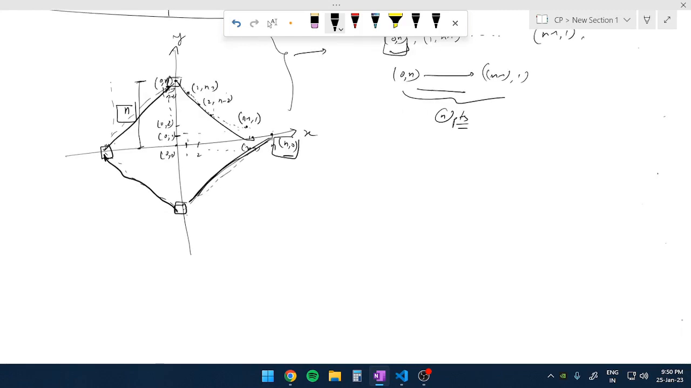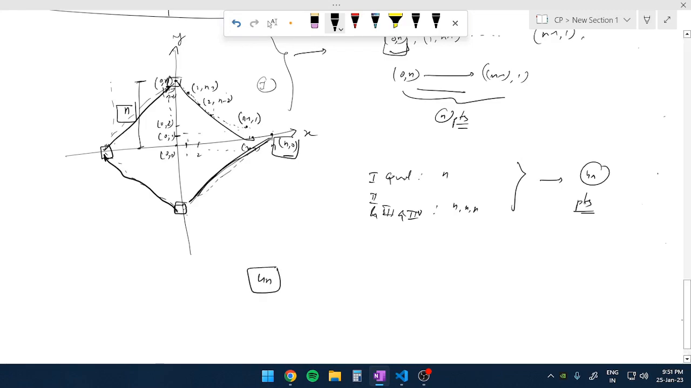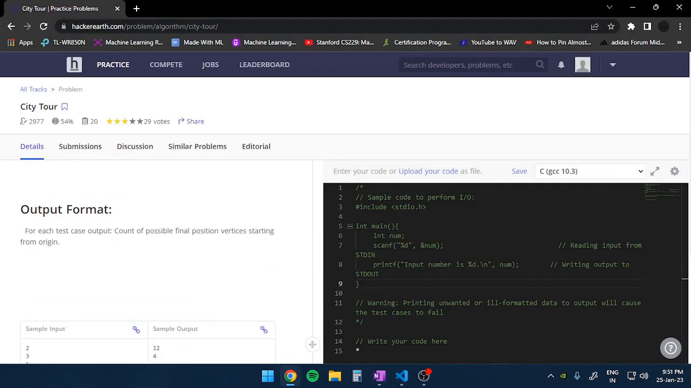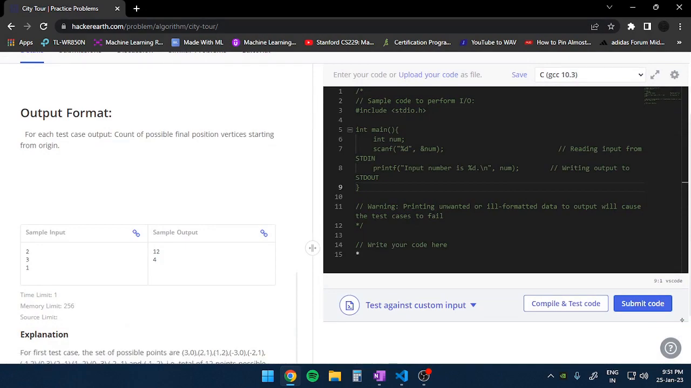So the number of points in the first quadrant is n, so in the second, third and fourth also n points. In the whole total 2D space we have 4n points. Okay, question is solved, I guess. So 4n points. Let's write. Oh, we have input cases, right? We can map that. 3, 12. Yes, see, 3 is the number of steps we have to take, and there is 12, because 3 into 4 is 12, 1 into 4 is 4.